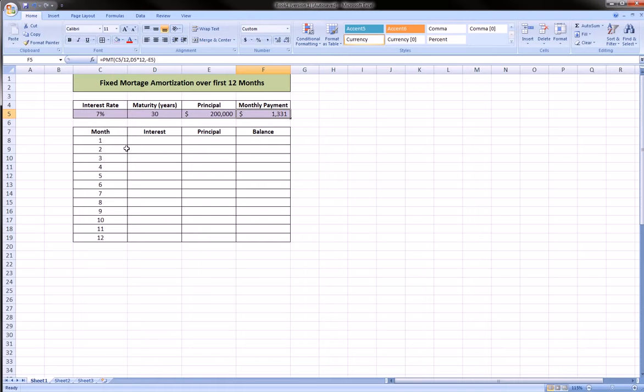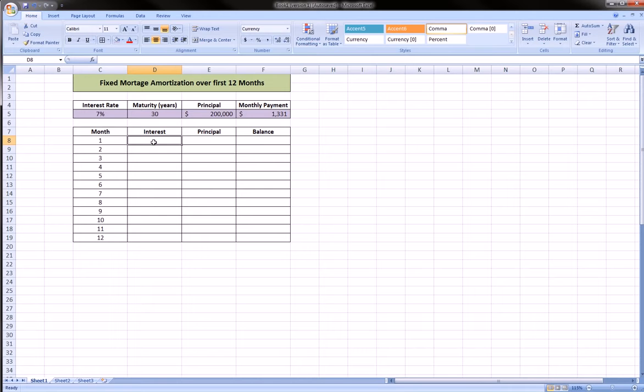hit enter, and this is our monthly payment, $1,331. Now, when we amortize, we want to see how much of this payment is going to interest and how much of it is going to principal. And of course, if you have any experience with mortgages, you know that in the beginning of the loan, in the first few months and years, a larger percent is going to interest and less to principal. And as the loan goes on, closer to maturity, that actually changes. More of the payment is going to principal and less to interest. And hopefully we'll see some of that in the first 12 months.